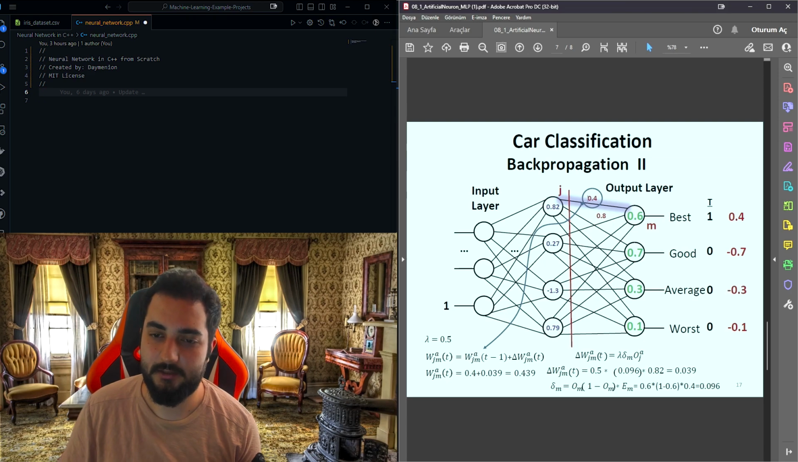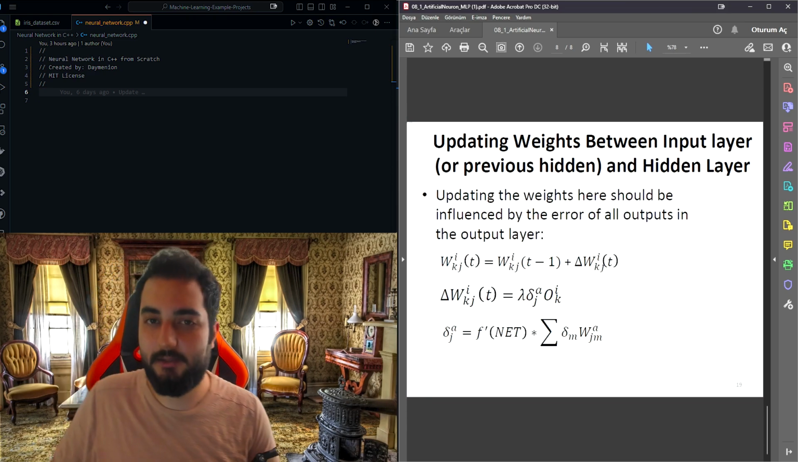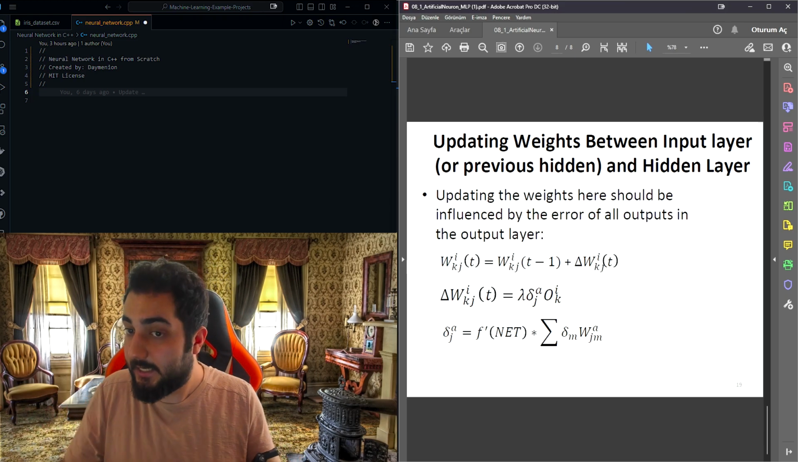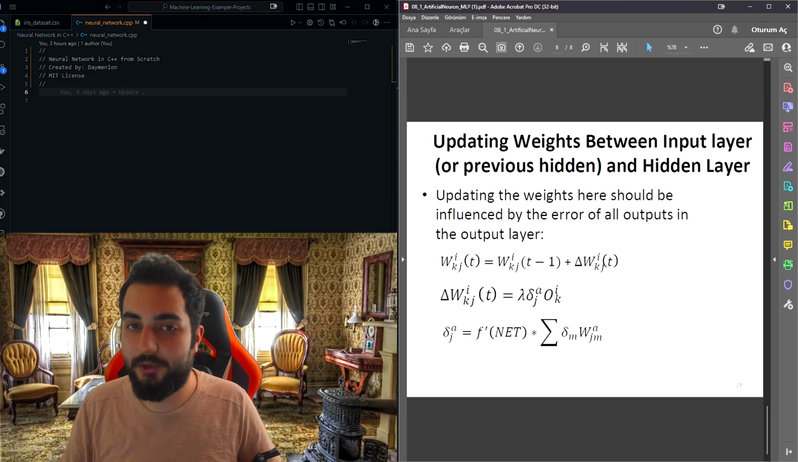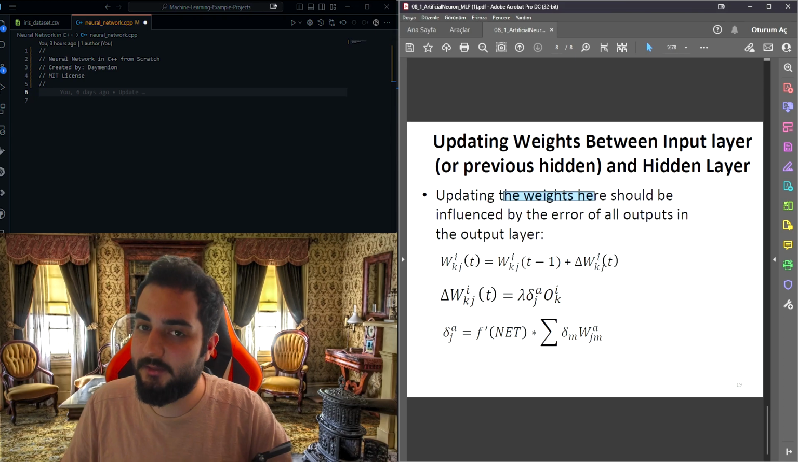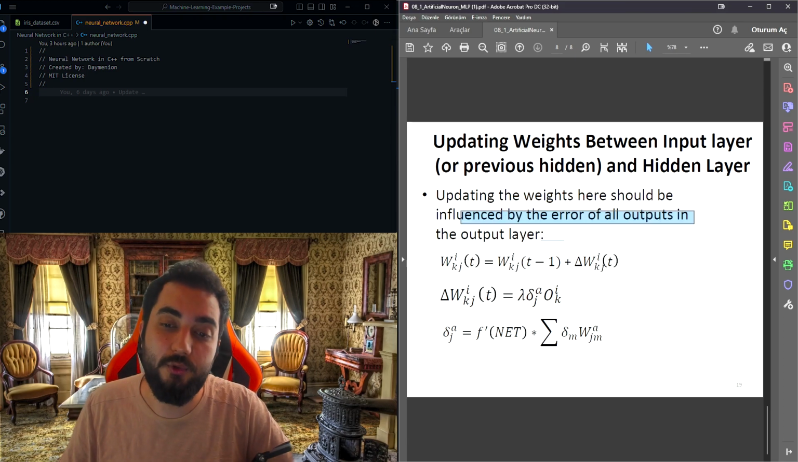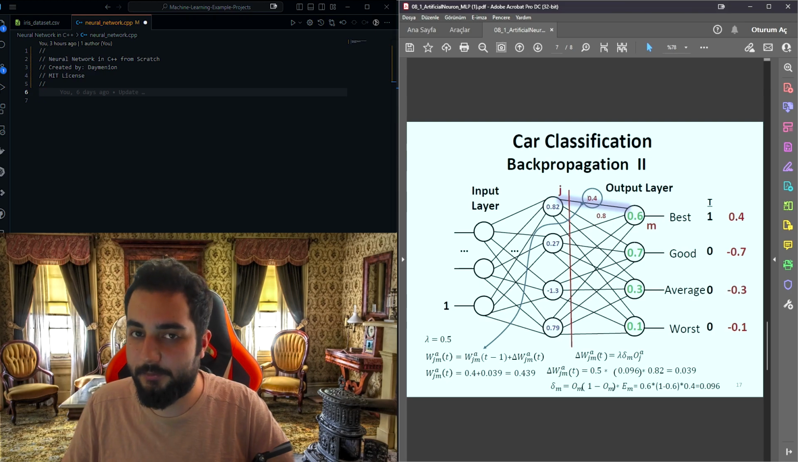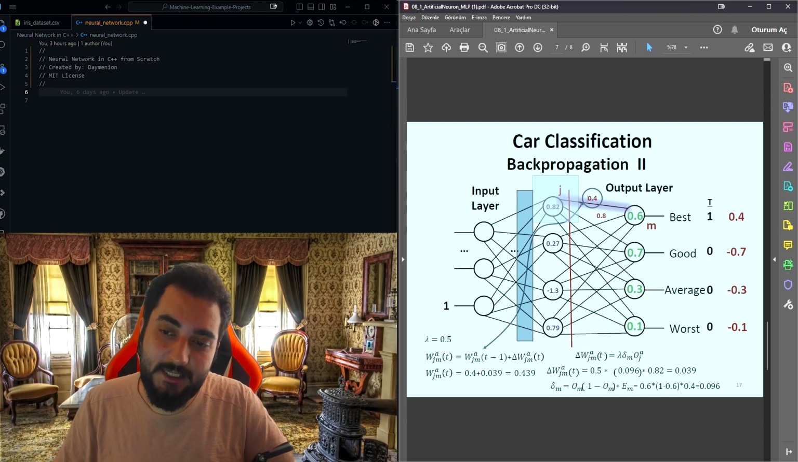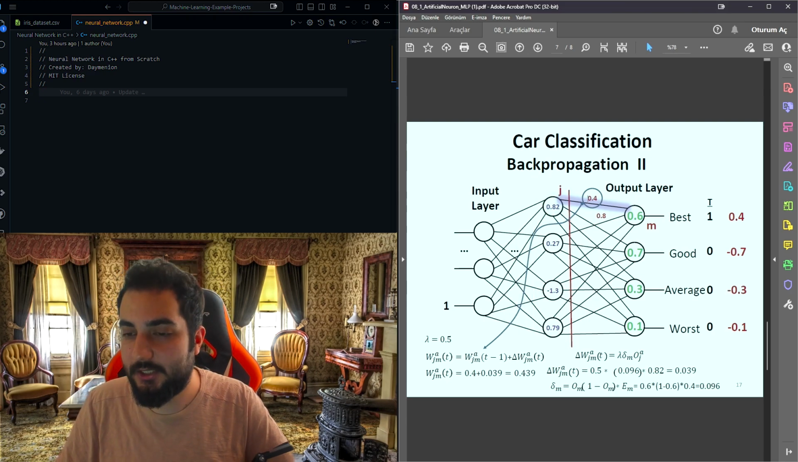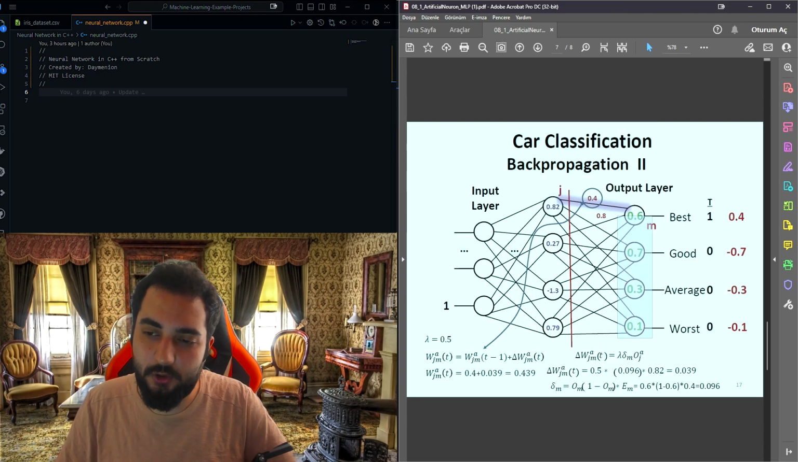Because there's an input layer and hidden layer here, and there are weights here. So I have to calculate these weights too. So with calculating between the input layer or previous hidden layer, yes, it can be more than one hidden layer, updating the weights between the input layer or previous hidden layer and the hidden layer should be influenced by the error of all outputs in the output layer. This is so important for updating the weights between the input layer and hidden layer, or between hidden layers, because calculating this neuron's loss should involve every output neuron connected to this neuron.